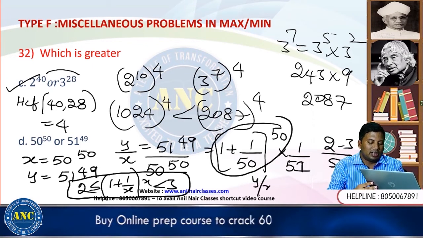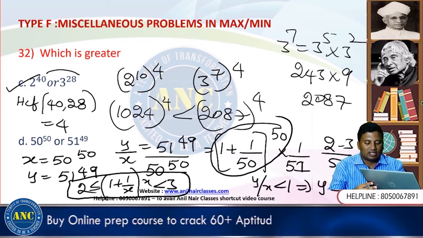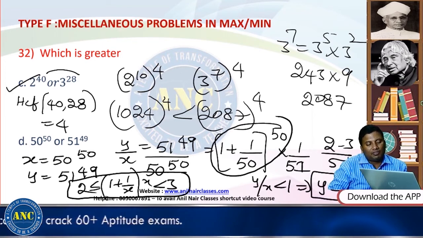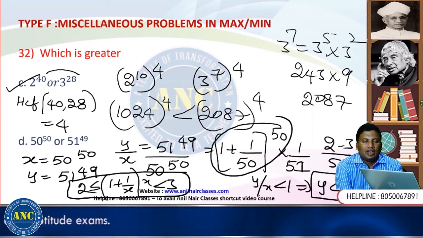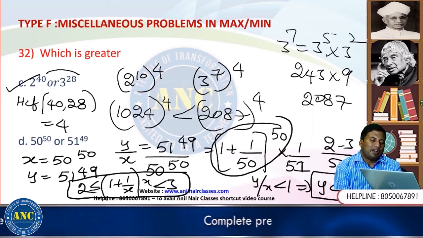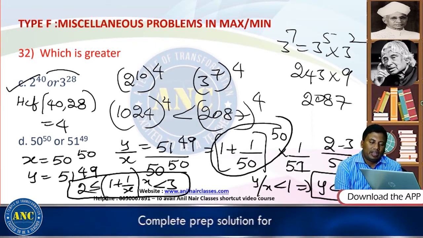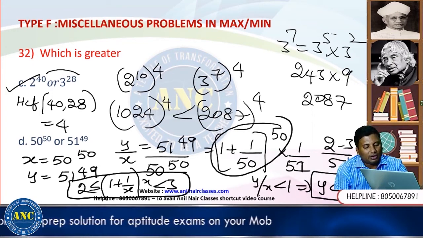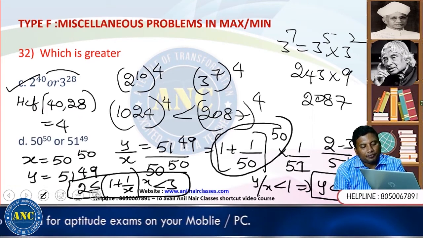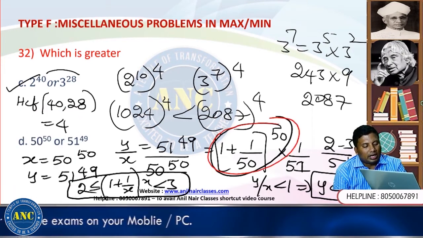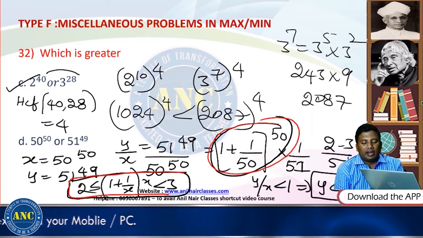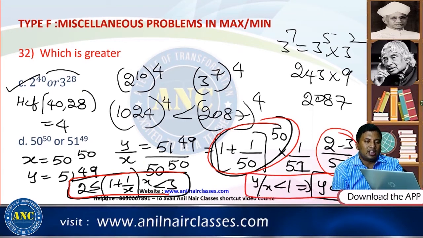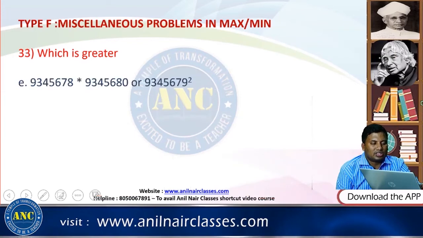That means y by x is less than 1. That means y is less than x. X is 50 power 50, y is 51 power 49. Y by x is 51 power 49 divided by 50 power 50. So this is nothing but (1 plus 1 by 50) power 50 into 1 by 51. 1 plus 1 by x power x is nothing but, it ranges from 2 to 3. 2 to 3 divided by 51 is less than 1. Y by x is less than 1. So the answer is y less than x.